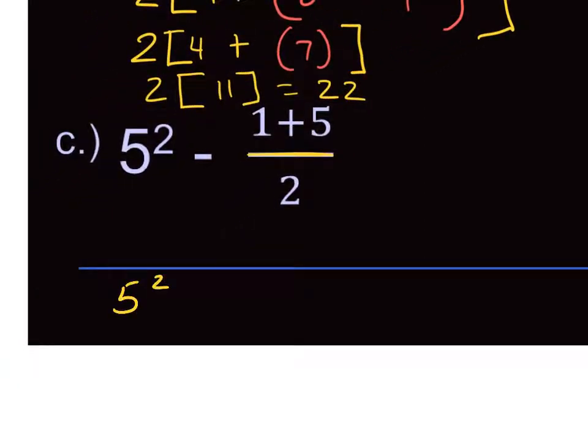So there's my 5 squared. So what can be done, top or bottom? Top. So we're going to go there and we're going to go 5 plus 1 is 6.